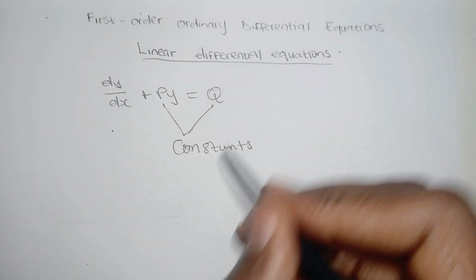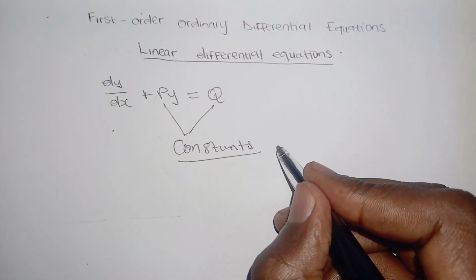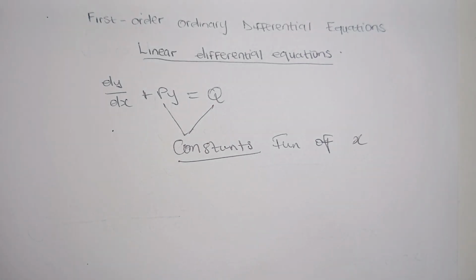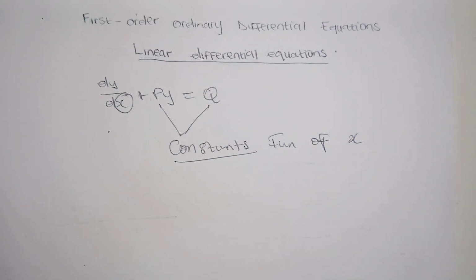and if they are not constant, they should be functions of x. Why do they have to be functions of x and not y? Because we are differentiating with respect to x, so they always have to be functions of x. So dy over dx plus py is equal to q. This is the standard form.